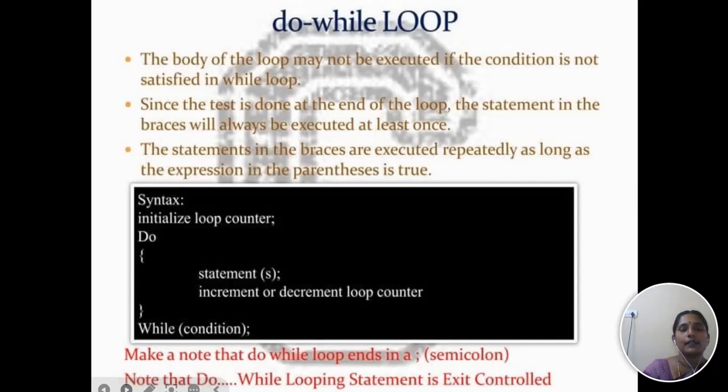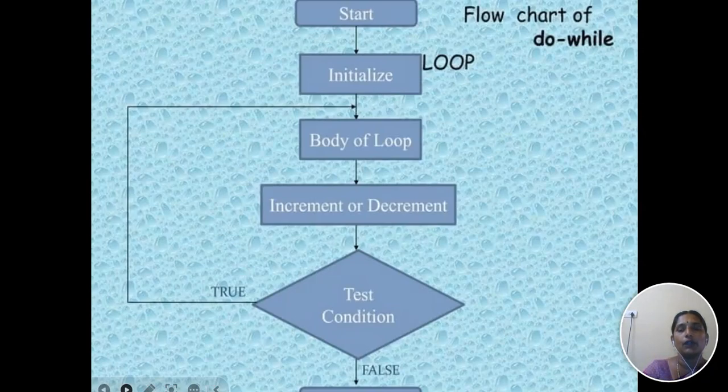This is the syntax of the do while statement. First initialization of the loop counter, then do the statement, then check the condition at last. So it's an exit control loop. Next we have to see the flow chart of do while statements. Start, initialization of variables, then the body of the loop will be executed, then increment or decrement the counters, then test the condition.